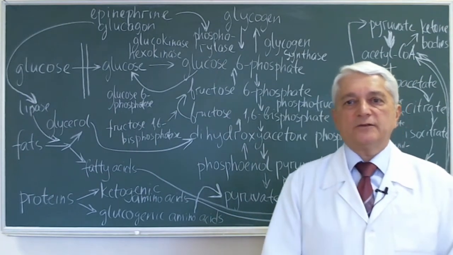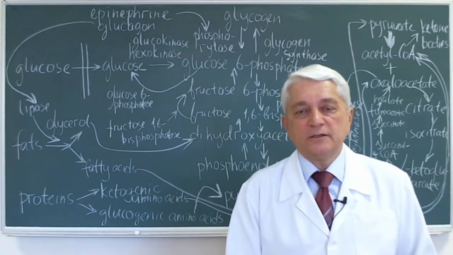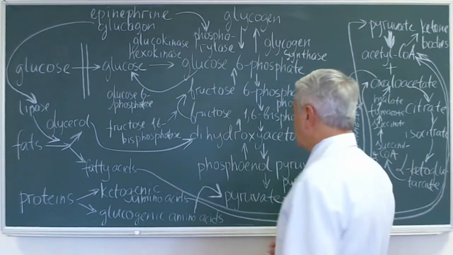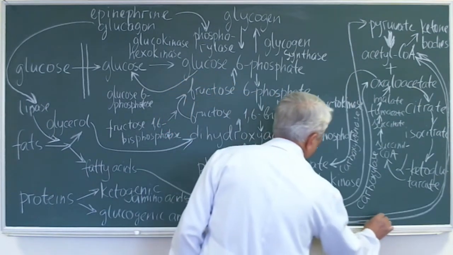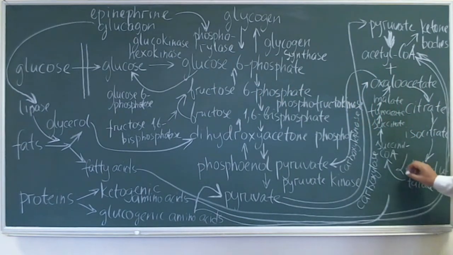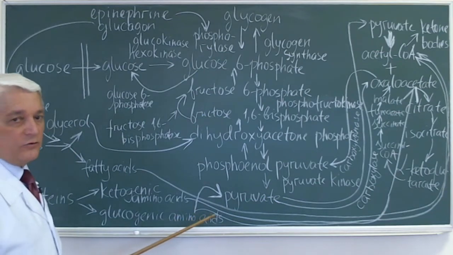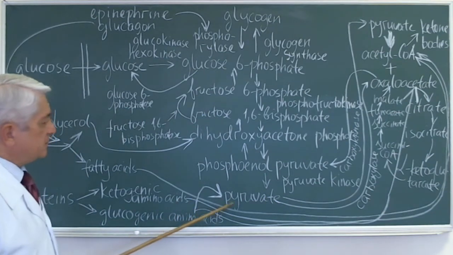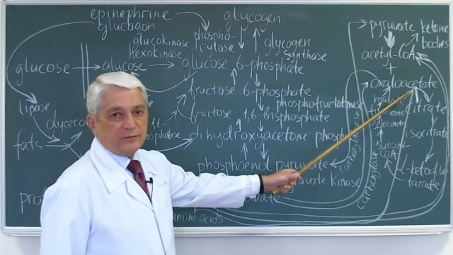If we shall make the same transformation with aspartate, we are receiving oxaloacetate. So next arrow will go here, and we can obtain oxaloacetate from, once more I shall show you, these are arrows of glucogenic amino acids. Some can be transformed to pyruvate, some to oxaloacetate, for example aspartate.